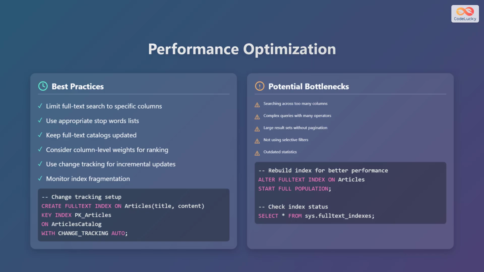To set up change tracking, create a full-text index on the articles table, including the title and content columns, link it to the pk_articles key index, store it in the articles catalog, and enable automatic change tracking. Potential bottlenecks include searching across too many columns, complex queries with many operators, large result sets without pagination, not using selective filters, and outdated statistics. To rebuild the index for better performance, you can use the command and check the index status.